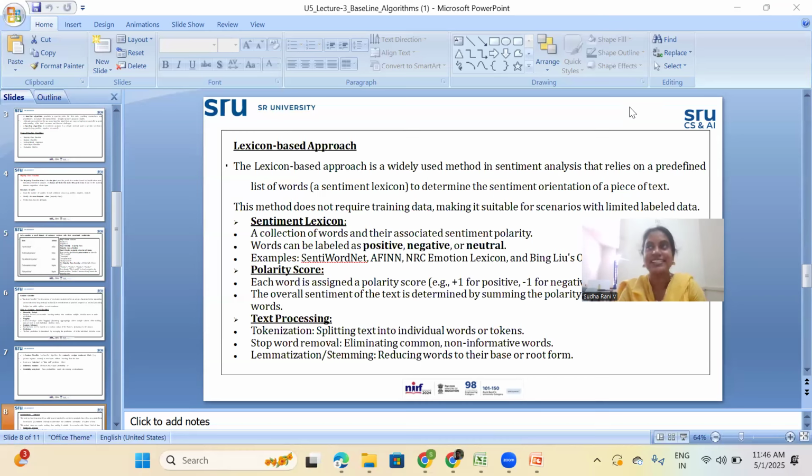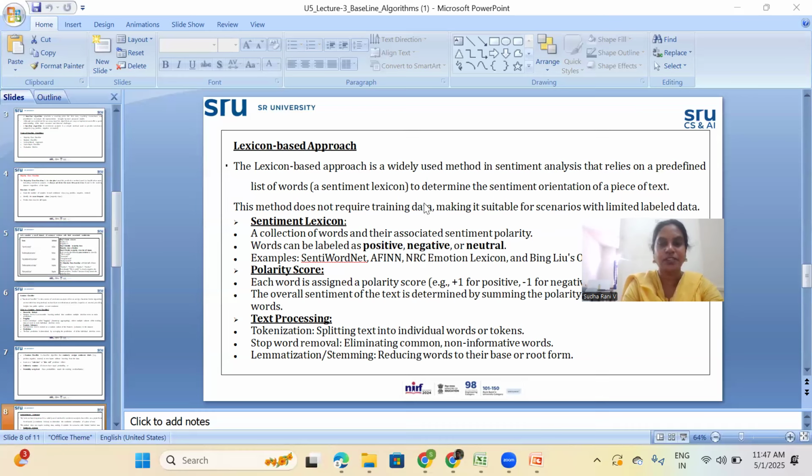For example, when you are searching for a word in a search engine, if I give "machine", then automatically "machine learning" is suggested, or immediately "artificial intelligence", and so on. It means it relies on a predefined list of words. The predefined words your data sets have are generated when you are searching something in your search engine. This method does not require training data, making it suitable for scenarios with limited labeled data.